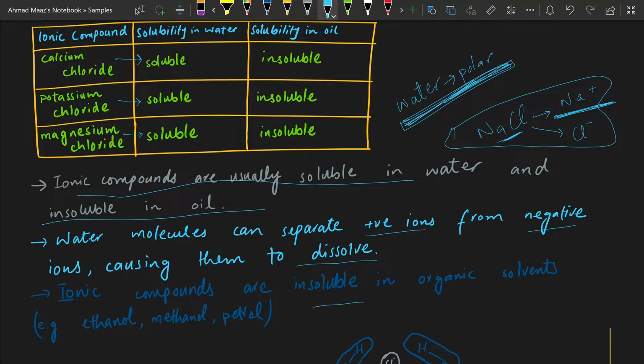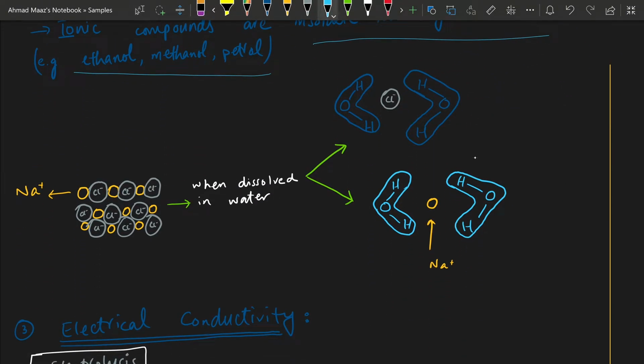Ionic compounds are insoluble in organic solvents, for example petrol, ethanol and methanol, because these organic solvents cannot break down these ionic compounds into their ions. How does water break them down? Let's see. If this is an ionic solid, these are the sodium ions and chloride ions. These yellow ones are the sodium ions, gray are the chloride ions. When they're dissolved in water, what happens is water breaks them down into chloride ions and sodium ions.